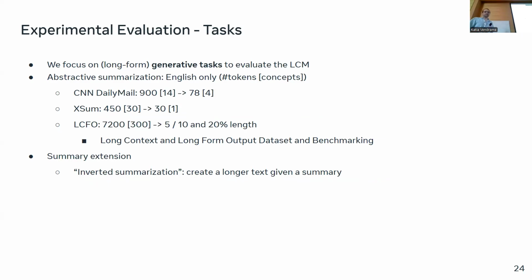For example, we consider abstractive summarization, where we try to generate a summary without just selecting sentences from the input. We created one corpus that has been open sourced, the LCFO, for long context and long form output. So the idea is going toward hierarchical decoding, right? So that's why we tried this. And we also did reverse summarization, which is summary expansion: given a summary, can you recreate the source document? Try to generate more than what you have in the input. Again, that should be quite interesting to do if you reason at a higher level.